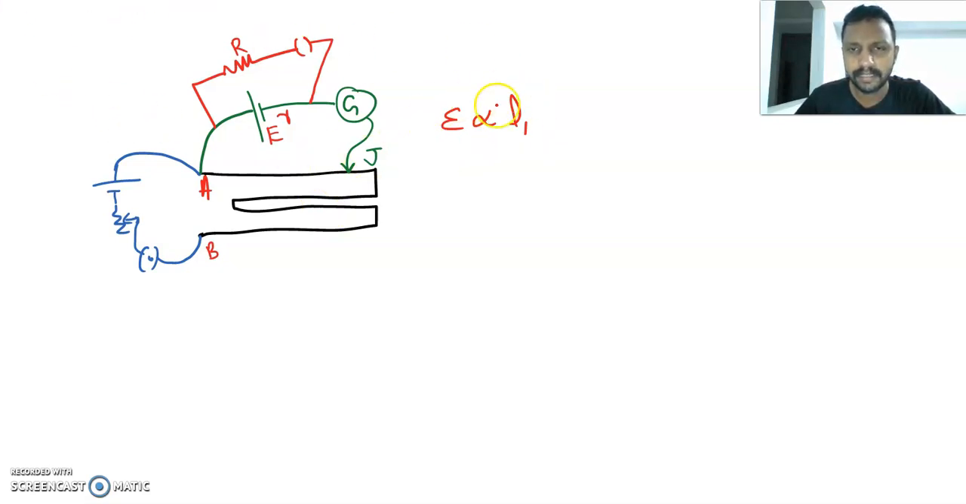After performing this, we will connect the key over here. We will plug the key over here. Therefore, this resistive circuit will also be there in our combined circuit.